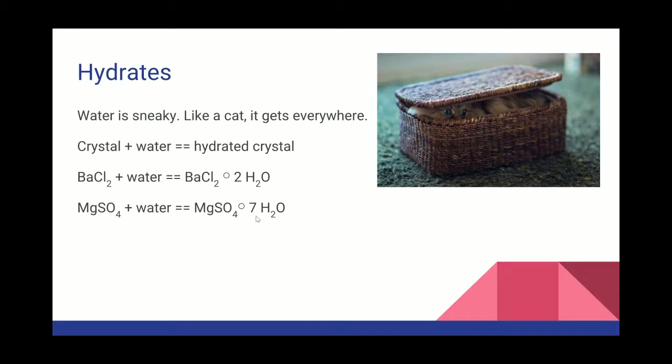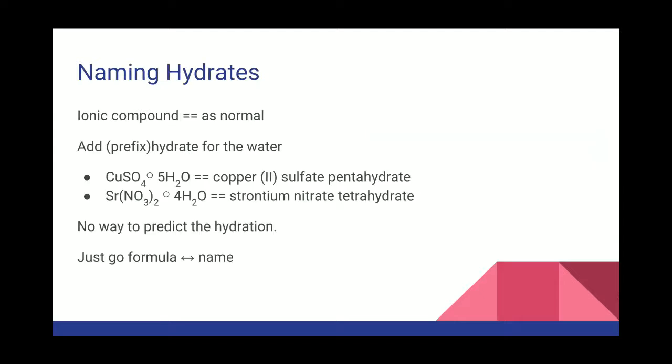Now, the question is, how do you name them? That's actually fairly straightforward. You just name the ionic compound, and then you use the prefixes from the covalent compounds to say how many waters are in the compound. So if there's 2 waters, it's a dihydrate. If there's 7, it's heptahydrate. If there's 1 water, monohydrate, right?